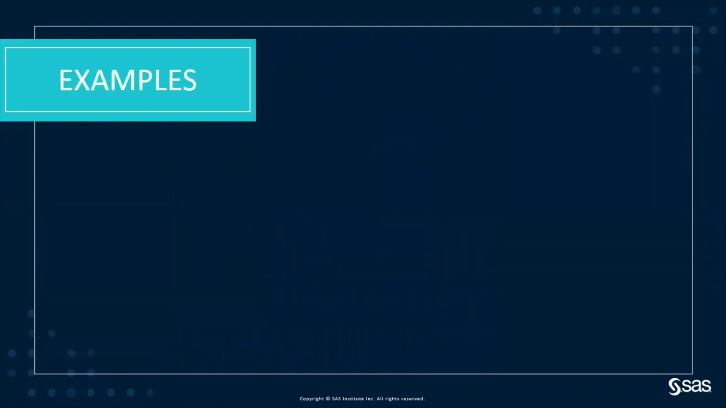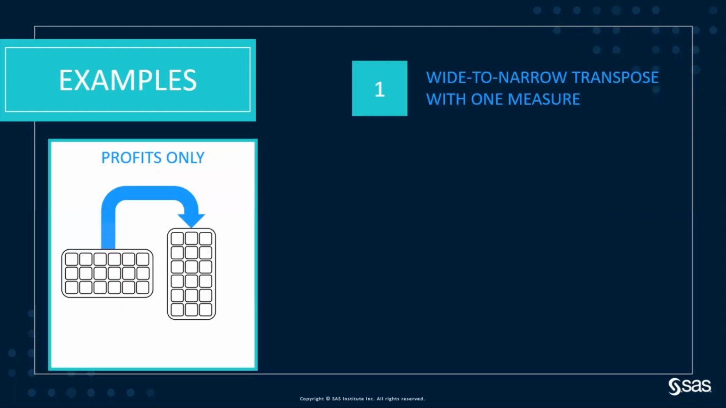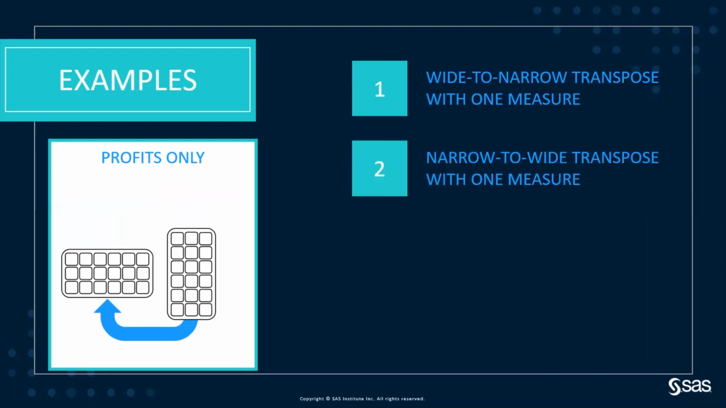In this video, we are going to be taking a look at 4 different scenarios that require the restructuring of our data. In the first example, we begin with a wide table that must be transposed to the narrow form. To start out, we are only going to be focusing on one of our measures, profits. In the second example, we'll do the opposite, transposing from a narrow to a wide table, once again with only the profits measure being used.